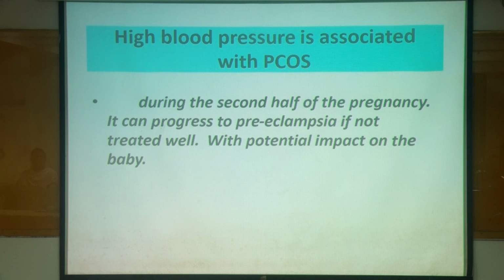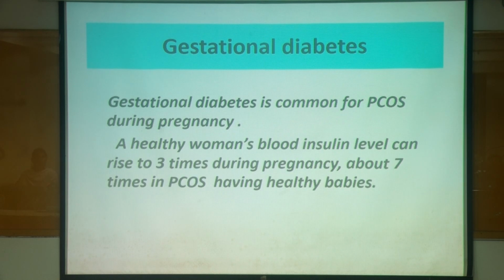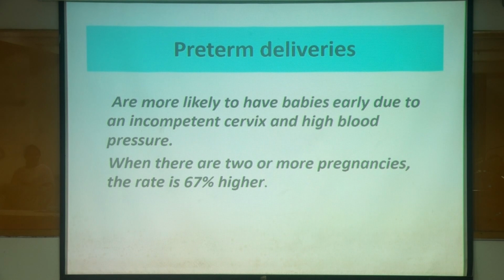Usually in pregnancy, the insulin level increases 3 times to overcome the diabetogenic stress caused by the placental hormones, whereas here it increases 7 times to have a healthy baby. And preterm delivery is more common here. It's more likely due to the incompetent cervix and also high blood pressure. And this is especially very serious if they have twins or triplets. You would have seen in the recent WhatsApp that an MSOG, she was having preeclampsia and she died. She delivered twins very recently, just 2-3 days back.